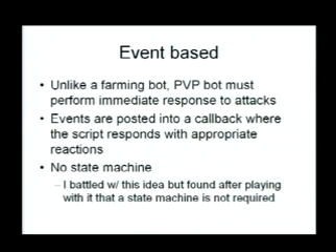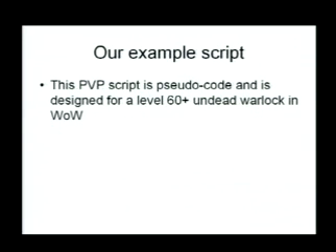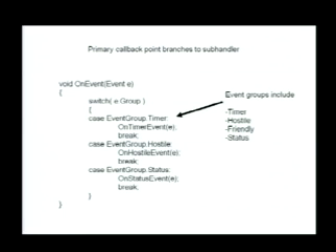So the PvP script I'm going to show you is pseudocode designed for a level 60 plus Undead Warlock in WoW. There's an on-event handler. There are many different types of events. One of the types, for example, is a hostile event. That would be if someone tried to come up and punk you, or some rogue came up and sapped you, or something like that. So you'd immediately get an event of hostile type.